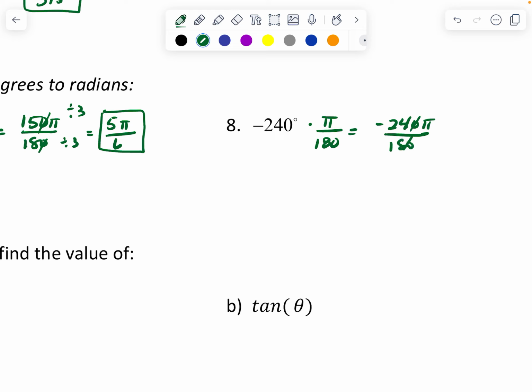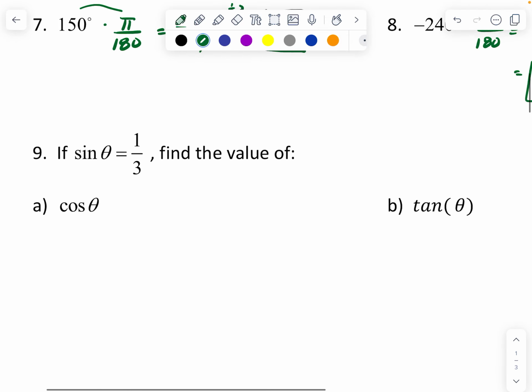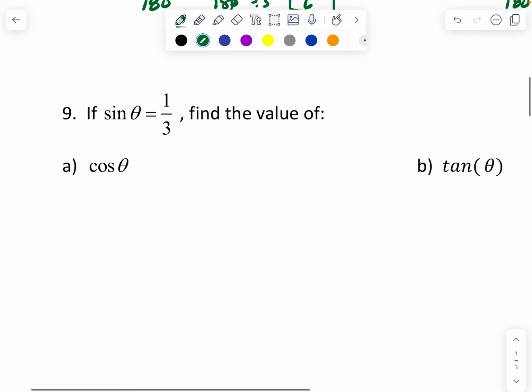The zeros, again, go away by dividing by 10. And then the biggest number that goes into 24 and 18 is 6. So I'm going to end up getting negative 4 pi over 3. Okay? So there's the next 2 questions: one converting to degrees, one converting to radians. Okay, I believe we did this one in class, but I'll just do it again.